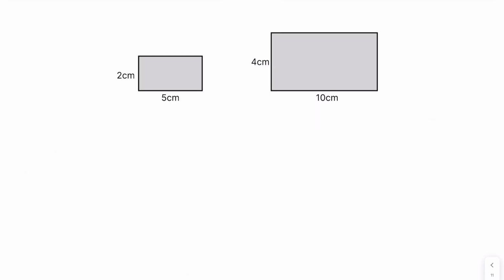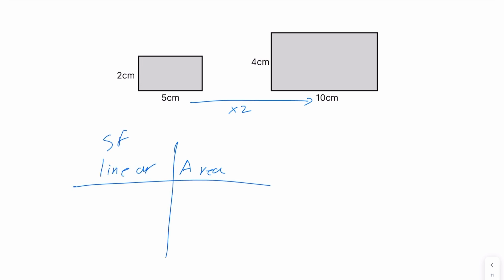So now we're going to move on to looking at how the area comes into the whole square factor thing. With this one, we have a linear scale factor of 2. So we can see from left to right, the shape has sort of doubled in size. And the way we can write that out is we have a linear scale factor and an area scale factor. Now we know the linear scale factor is 2 because we figured that out.